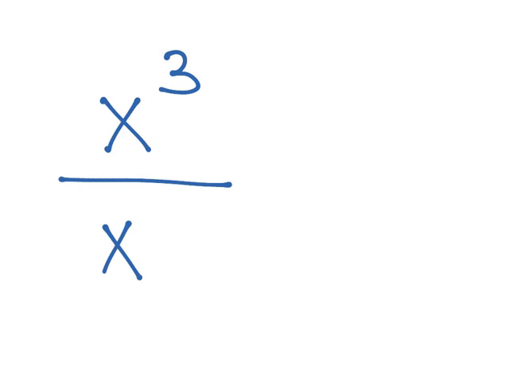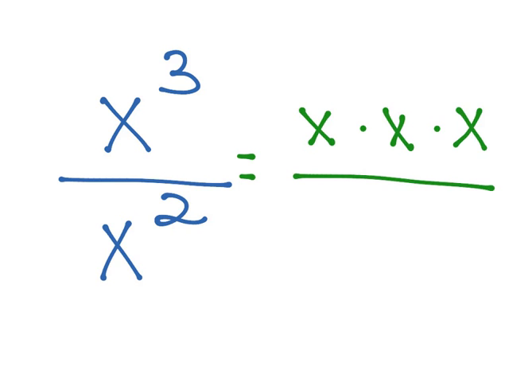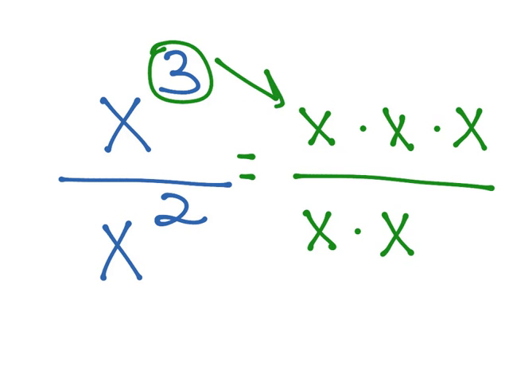So what if we're talking about division with exponents? Let's say x to the third divided by x to the second. What you would want to do here is write each of these out. So x times x times x, put that divided line, and then write out this one. So I have 3 x's here, 2 x's here.